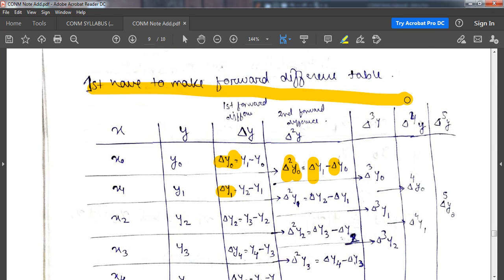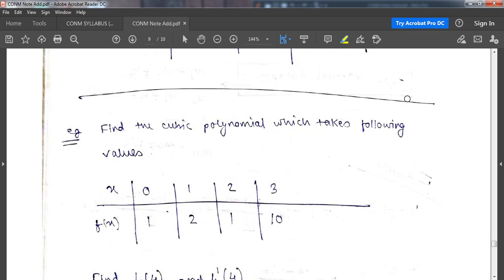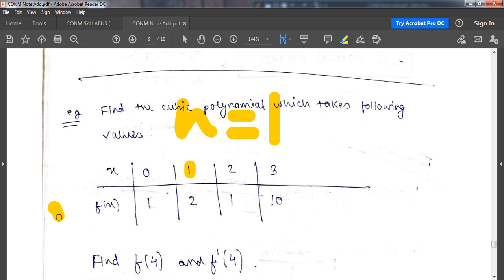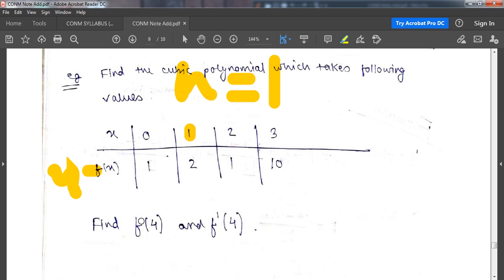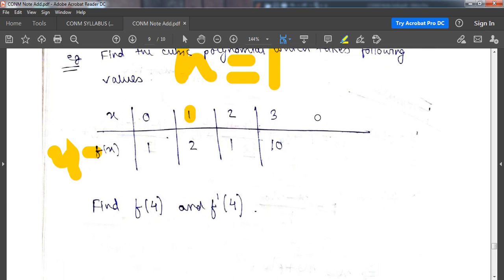So let's see with an example. Suppose I have these values, find the cubic polynomial function. I have x as 0, 1, 2, 3. What is h over here? h is 1. How do I know it? Because 1 is basically 0 plus 1, 2 is 1 plus 1, and 3 is 2 plus 1. So this is equal interval. And the corresponding y, which equals f of x, is 1, 2, 1, 10. Now I am asked to find out f of 4. This means x is 4, so it is extrapolation, and also f dash 4.